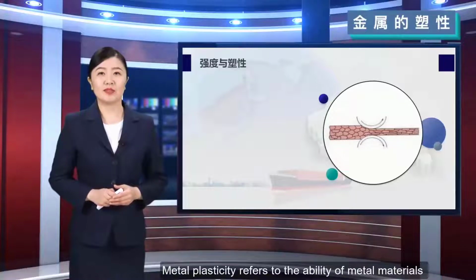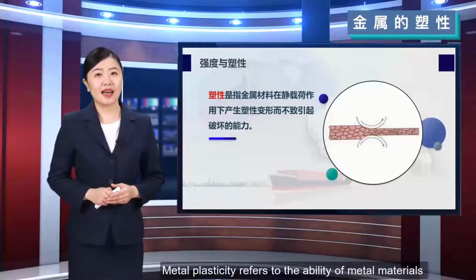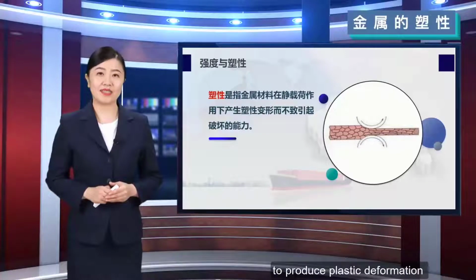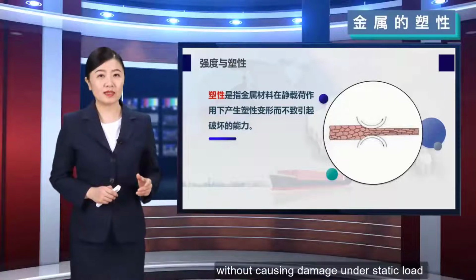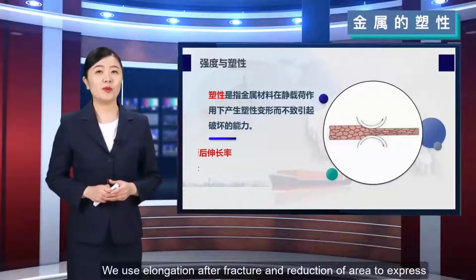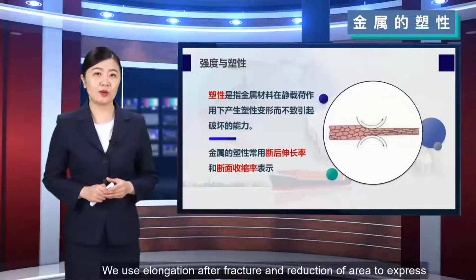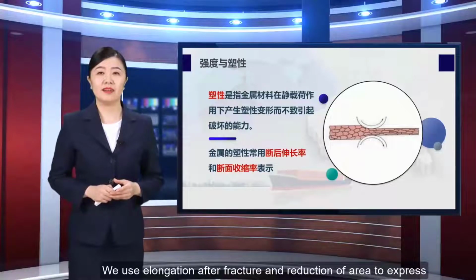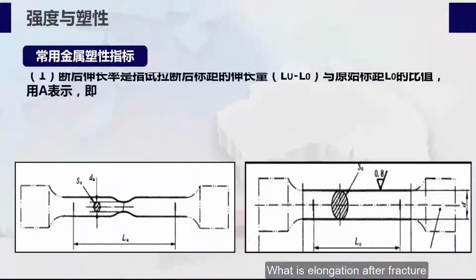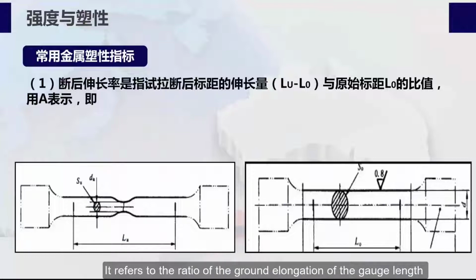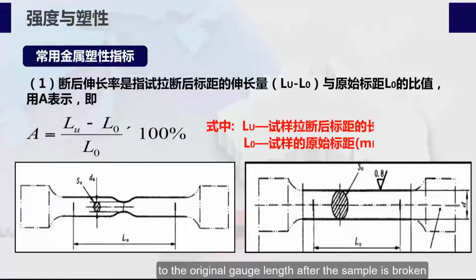Metal plasticity refers to the ability of metal materials to produce plastic deformation without causing damage under static load. We use elongation after fracture and reduction of area to express it. What is elongation after fracture? It refers to the ratio of the permanent elongation of the gauge length to the original gauge length after the sample is broken.